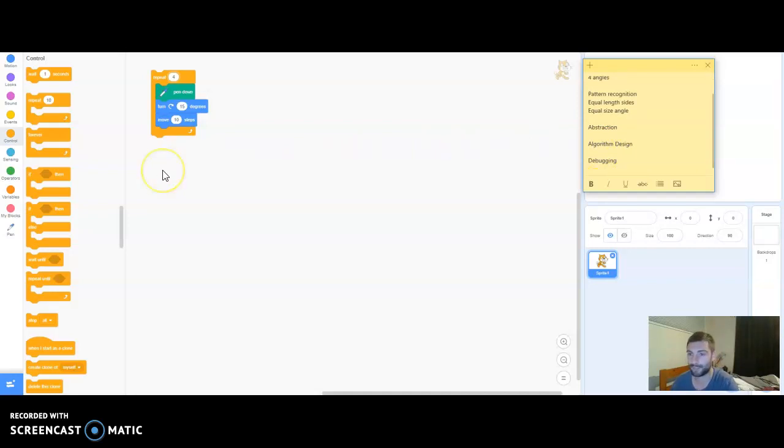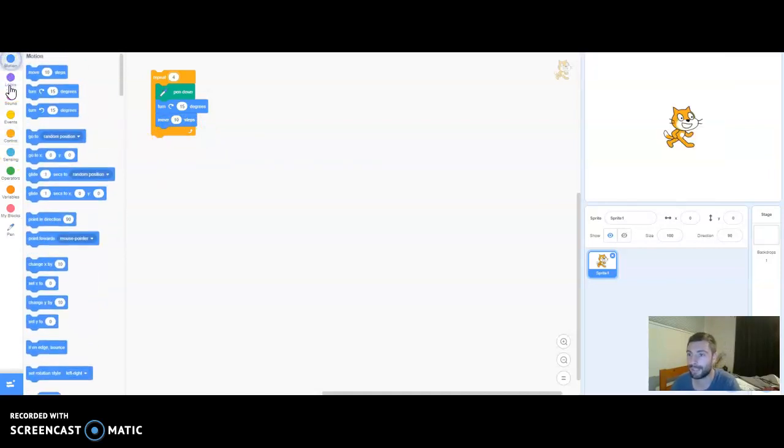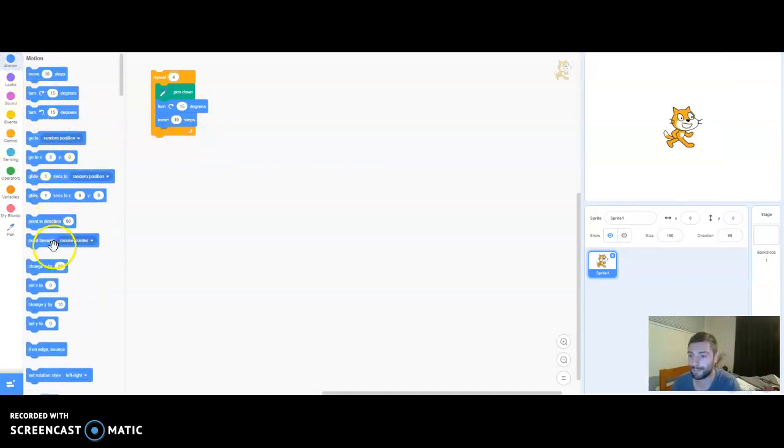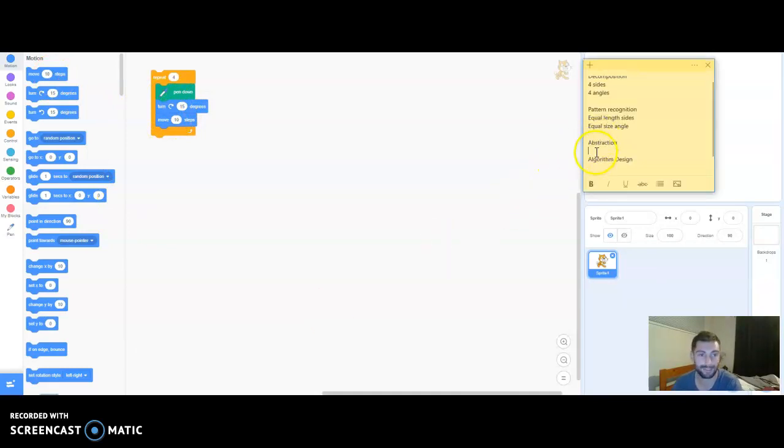Abstraction, finding what's important. Okay, so we did that already to some degree, didn't we? Because we have all this code here, all these different things like point in direction, point towards, change x by, so on and so forth. All those things that we don't understand, and we chose the ones that worked for what we needed. So we picked what was important. So we actually did that step of abstraction already.